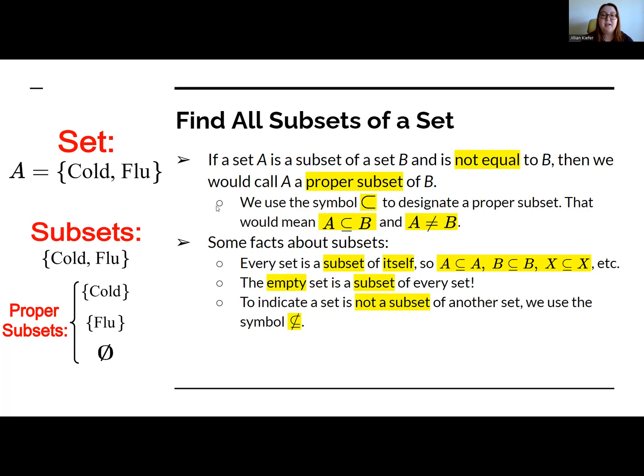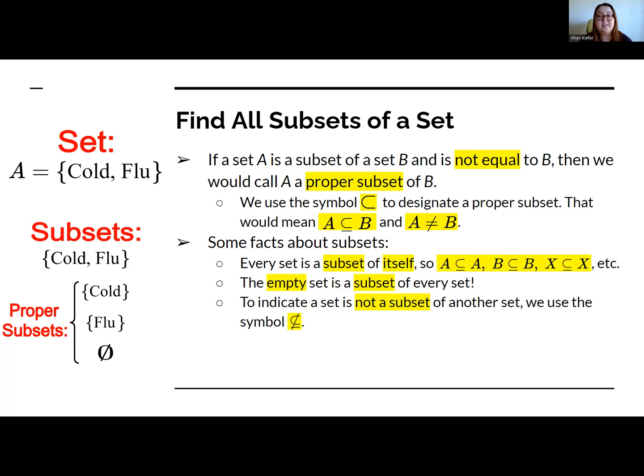A proper subset symbol is very similar to the symbol of a subset. It just has the longer C, but it doesn't have the line underneath. If you think about it, that line underneath means can also be equal to. So we have proper subset, normal subset. The line underneath indicates the "or equal to" part. So we can use the symbol, long C, to designate a proper subset. That would mean that A is a subset of B and they are not the same. They're not equal.